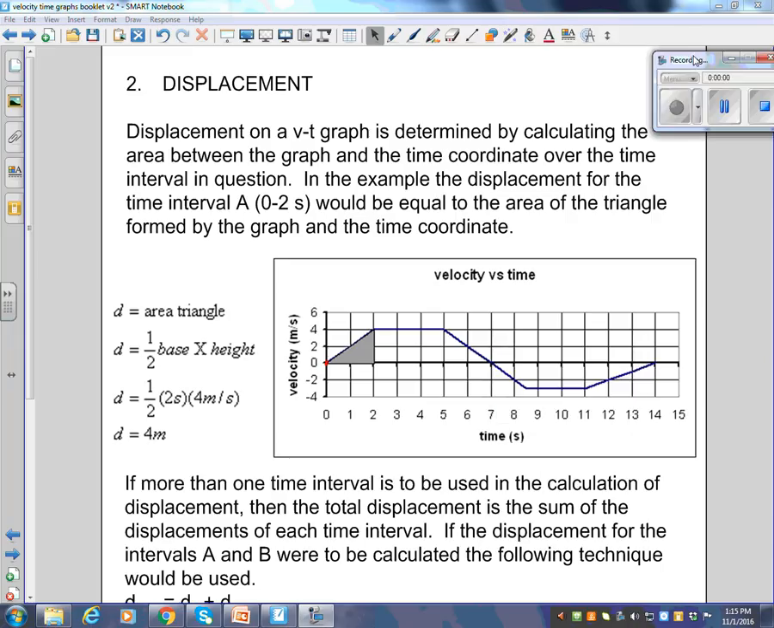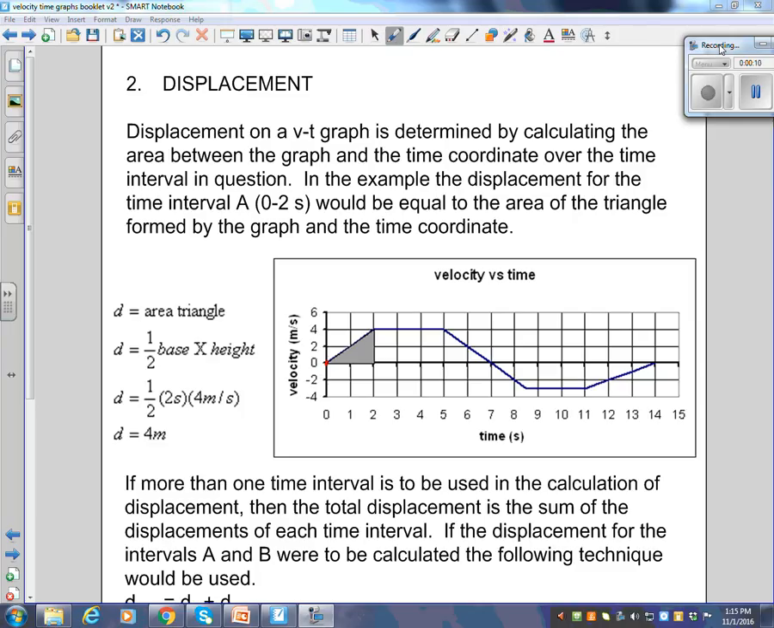Let's begin. So we're looking at displacement. Displacement on a VT graph is determined by calculating the area between the graph and the time coordinate, and I'm just going to replace that with the word axis, over the time interval in question. It's the area. If you're taking calculus, they're going to say the area under the curve. What I mean by that is the area between the graph and the x-axis.